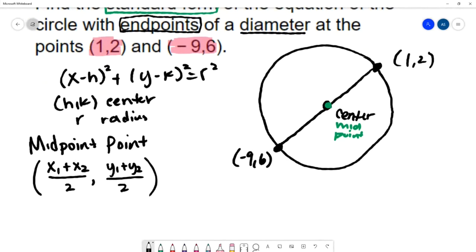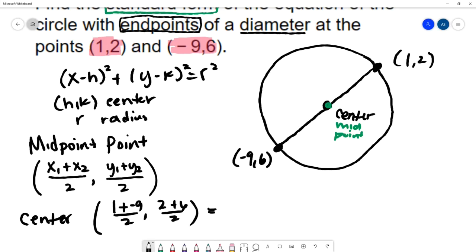So our center will be ((1 + -9)/2, (2 + 6)/2). If we simplify, 1 plus negative 9 is negative 8, divided by 2 is negative 4. 2 plus 6 is 8. 8 divided by 2 is 4. So we have (-4, 4) being the center of the circle.